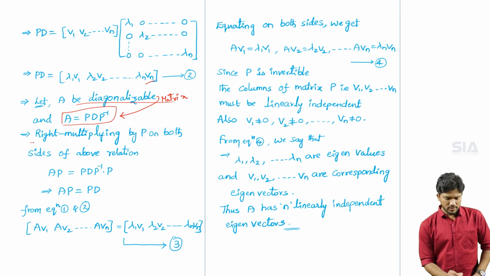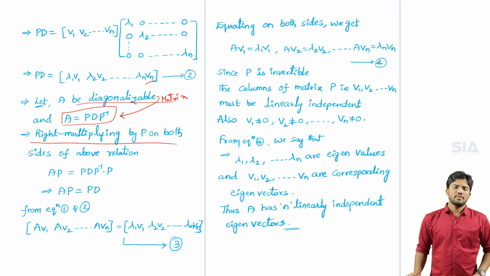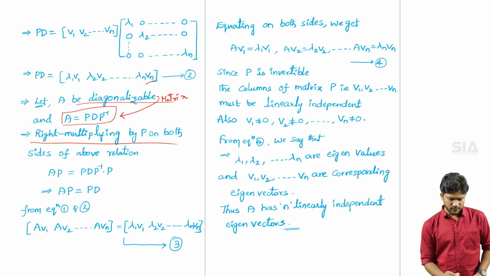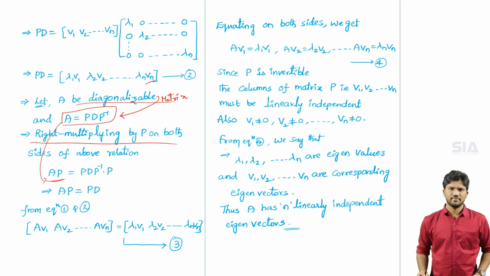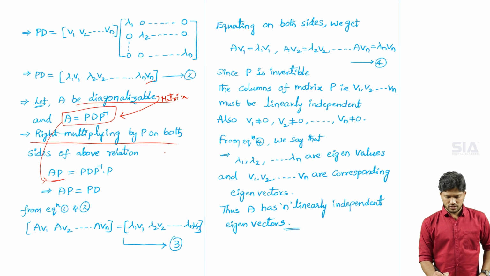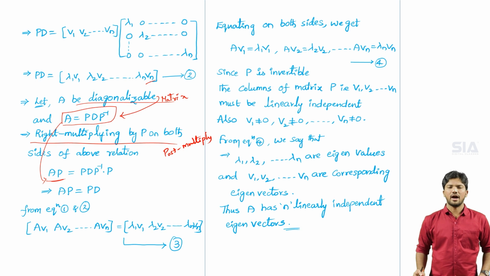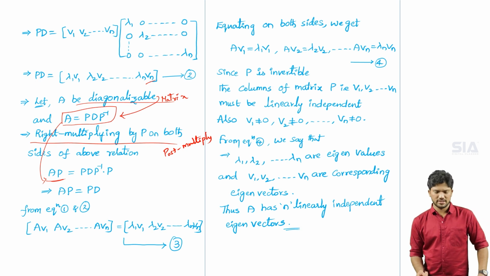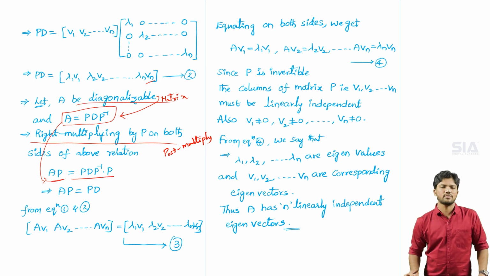Now multiplying on both sides by P, right multiplication, or we can also say post multiply with capital P on both sides of the above equation. Then you will get A into P is equal to P into D into P inverse into P.